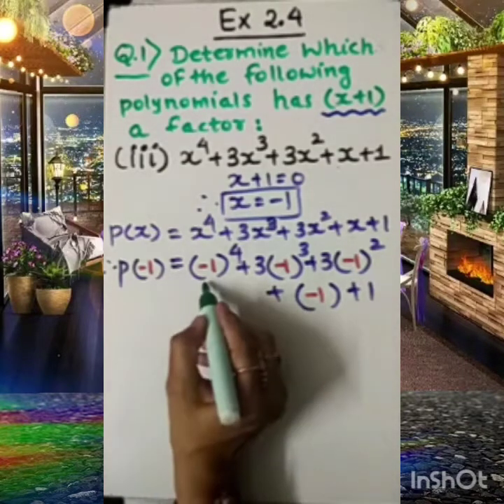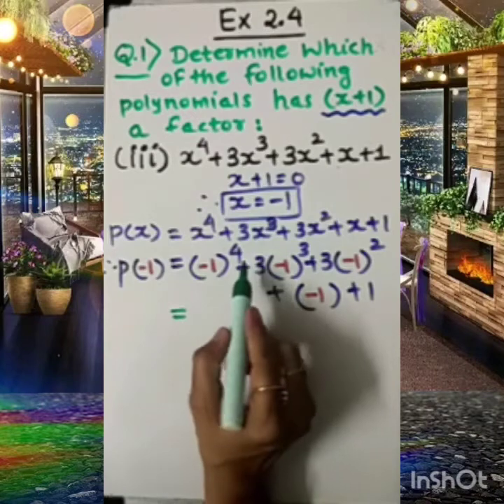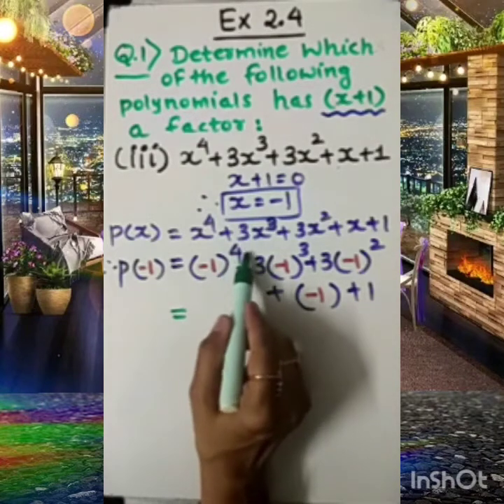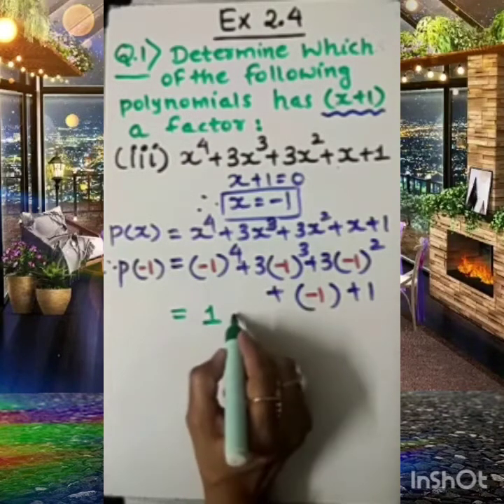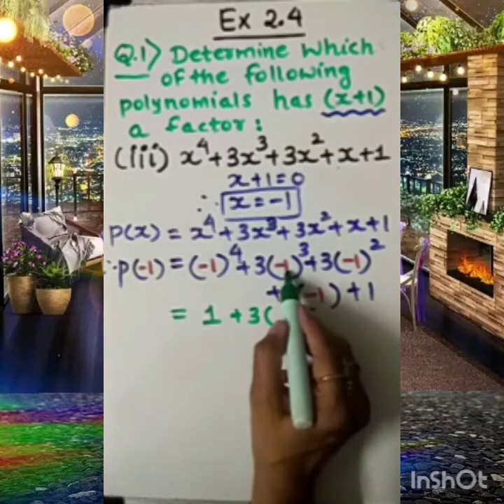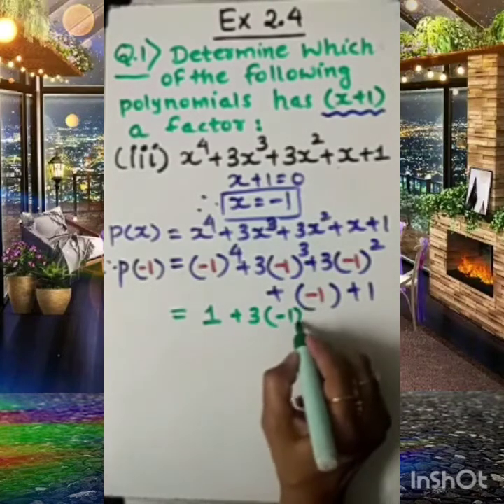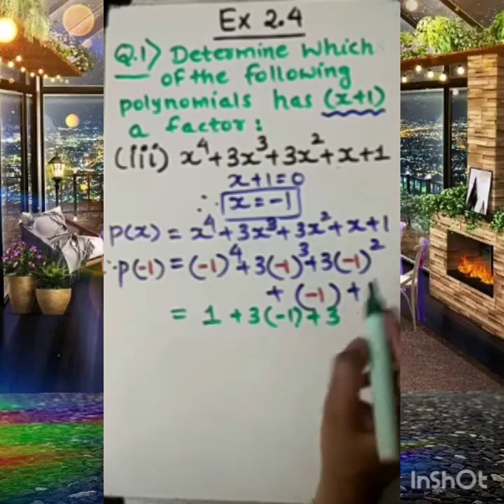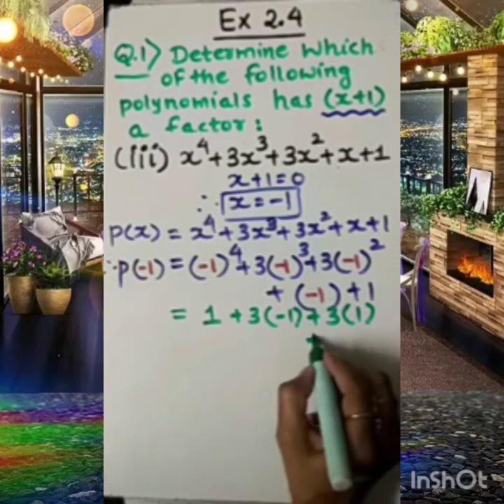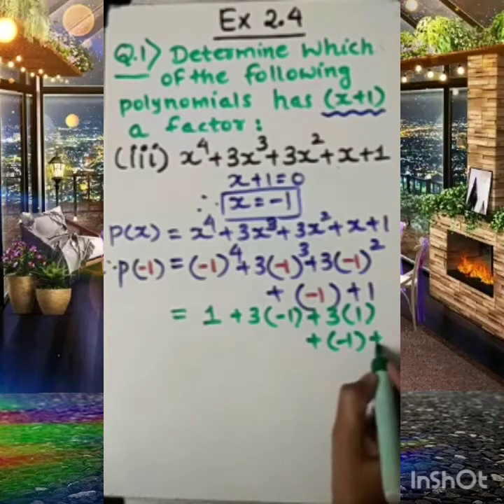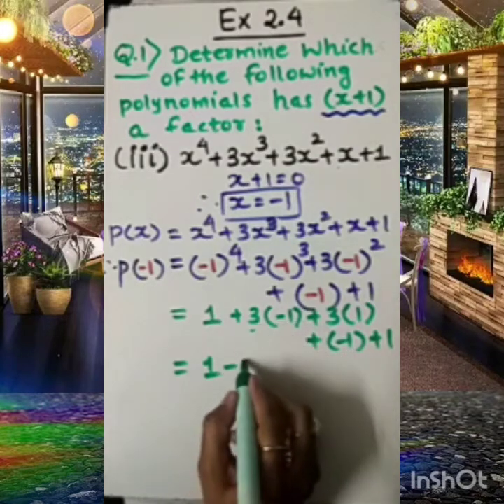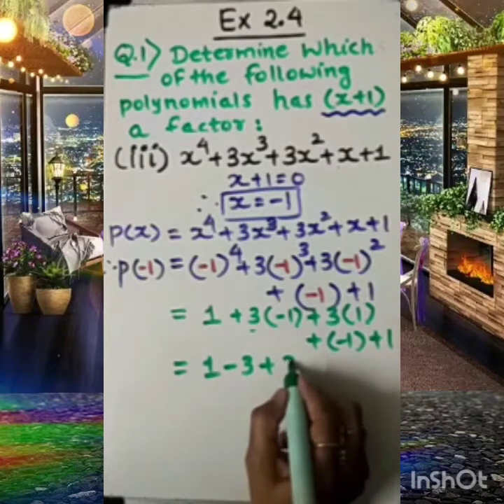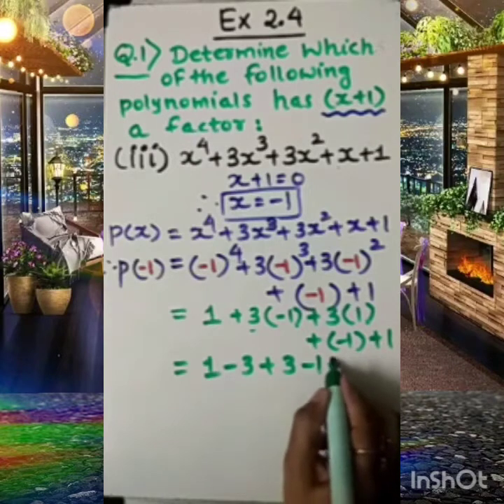We know that minus 1 to the power 4. Dear student, whenever it is a positive power, whenever it is an even power of a negative number, it must give a positive result. This is into 3. Minus 1 cube is minus 1, we know. Plus 3 into minus 1 squared will be 1 only. And minus 1 is already here, and this plus 1. Let's simplify. 3 into minus 1 is minus 3. Then minus 1, then plus 1.